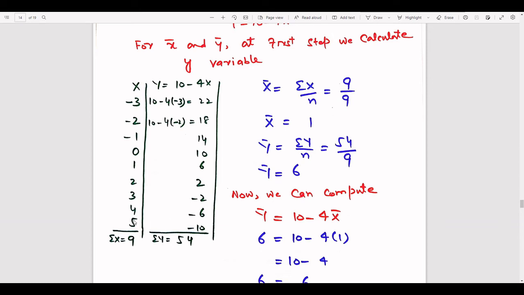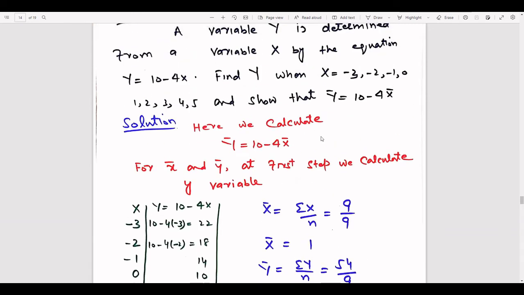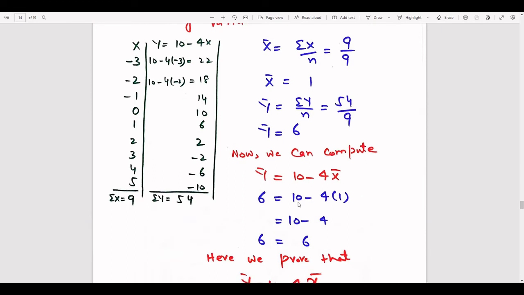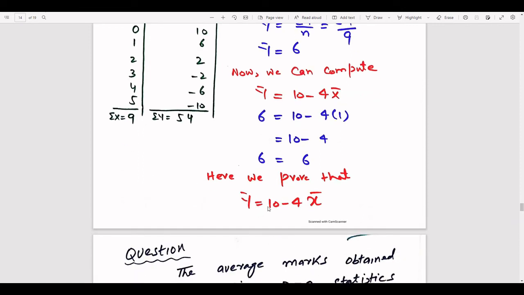Its mean is 1. And here sum of y is equal to 54, divided by 9, y bar is 6. Now we have the value of x bar and y bar. Put it in this equation. Y bar is equal to 6, 10 minus 4 into 1, which is 6. Both sides are equal. Hence we prove that y bar is equal to 10 minus 4 x bar, because their answers are equal.